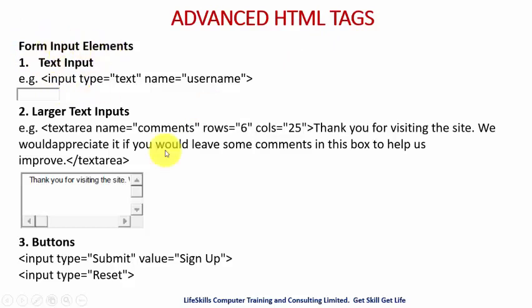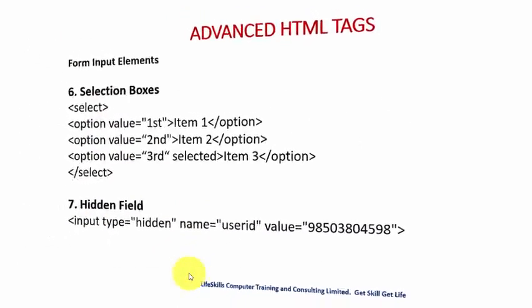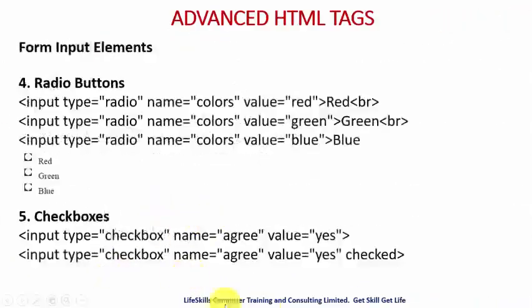I tried to explain the form tag, how you can put something like a registration form on your site. And we discussed these form elements, like how you put text input, larger text input, and buttons in your form. Now, I want to talk about radio buttons, check boxes, selection boxes, and hidden field. Before that, let's start with radio buttons.